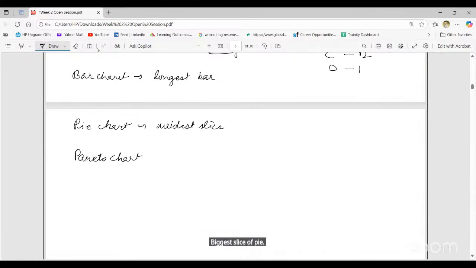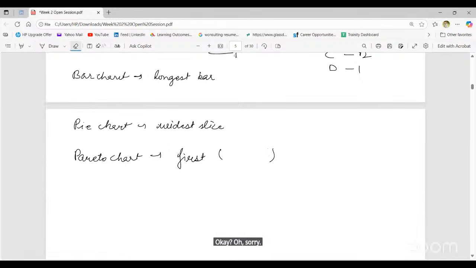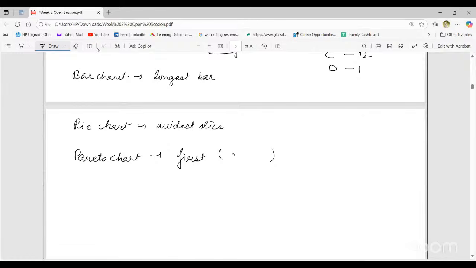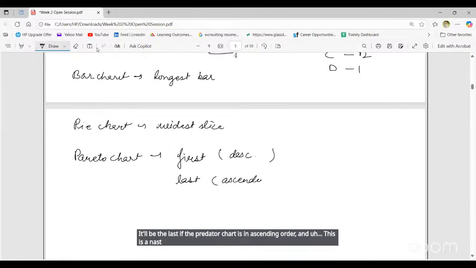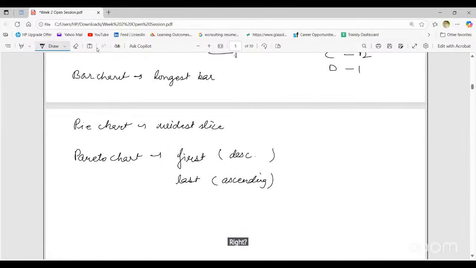The first or last bar: if it is in descending order, then it's first. It will be first if it's in descending order. It will be the last if the Pareto chart is in ascending order. Is it fine? Yes, ma'am. Okay.